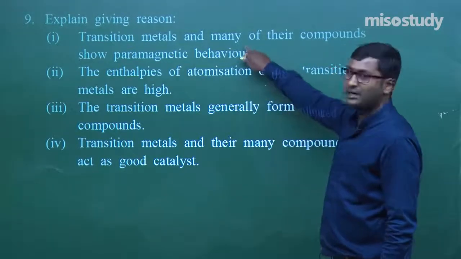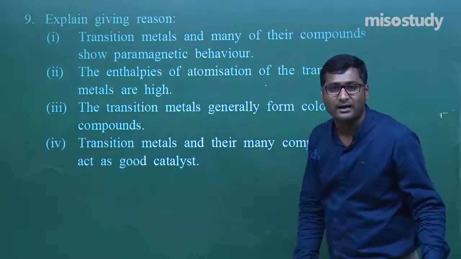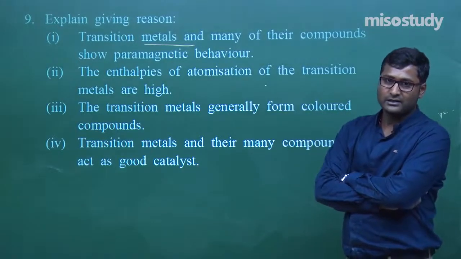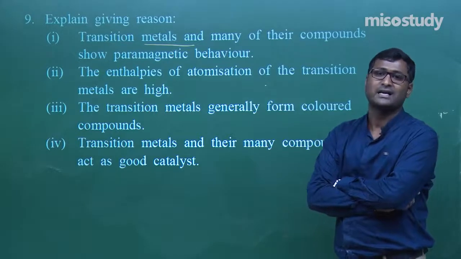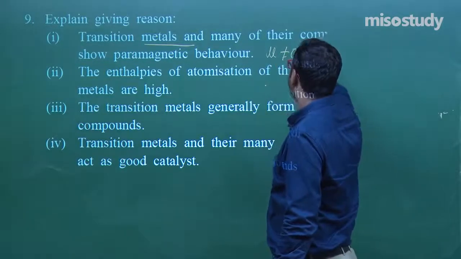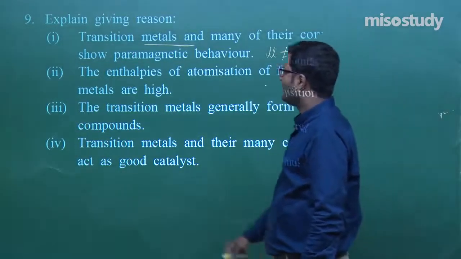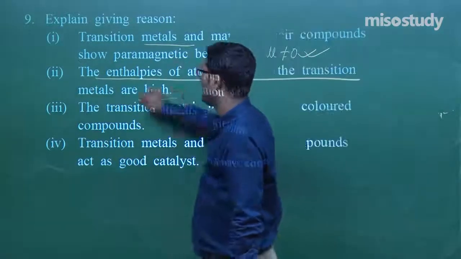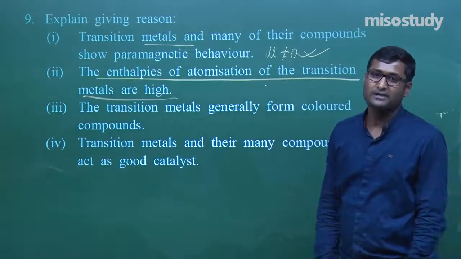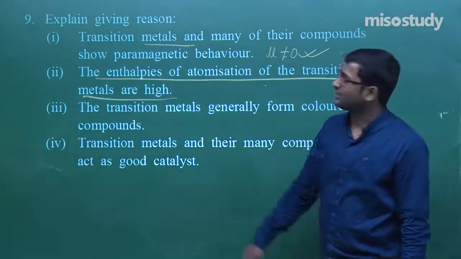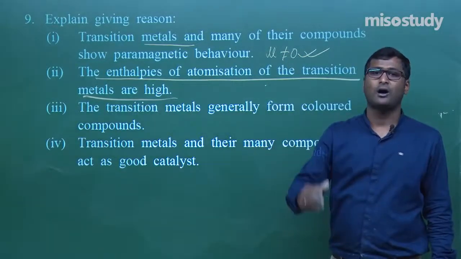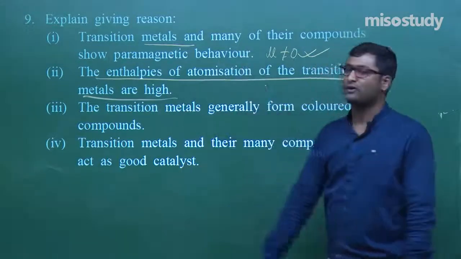What is given? The transition metals and many of their compounds show paramagnetic behavior, because transition metals have partially filled d subshell. If transition metals have partially filled d subshell, that means to say they contain unpaired electrons. If they have unpaired electrons, that means to say they have a certain value of magnetic moment. Next one, the enthalpies of atomization of transition metals are high. Again, simple thing: as we know, the metallic bond strength depends upon the number of unpaired electrons. Transition metals have partially filled d subshell, that is, they contain unpaired electrons. If the number of unpaired electrons increases, the enthalpy of atomization also increases.